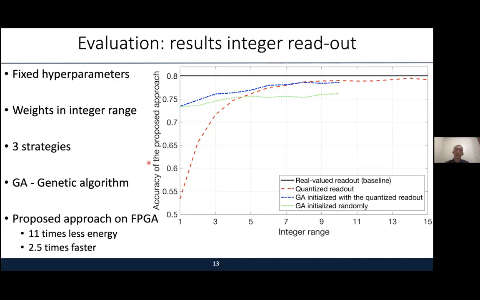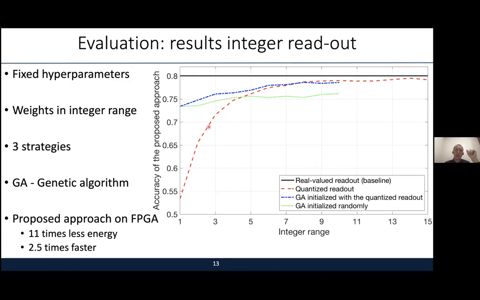And of course, by the design, up to the activation of the hidden layer, we only work with integers right now. And so the only step where we would have to use the real value data is the readout, and we want to get rid of it. And for that, we consider three different strategies. One would be simply taking the readout obtained by the regression and quantizing it into a given range.